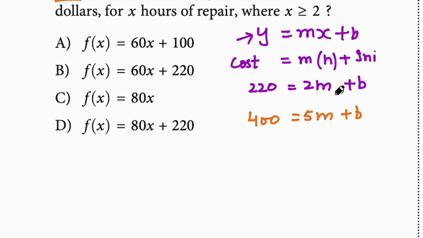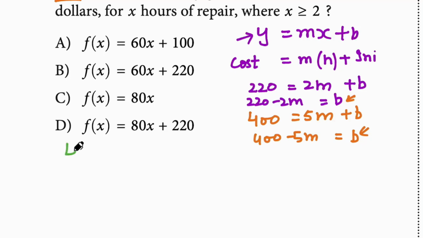So first I'll try to find the value of B from here. So that will be 220 minus 2m. And then in the second one, I'll find the value of b, which is 400 minus 5m. Here I'm subtracting 2m and here I'm subtracting 5m on both sides. Now both are equal to b, so that means I can equate them. You must have seen I use this method a lot. Whenever it's possible, I use this method. 220 minus 2m is equal to 400 minus 5m.